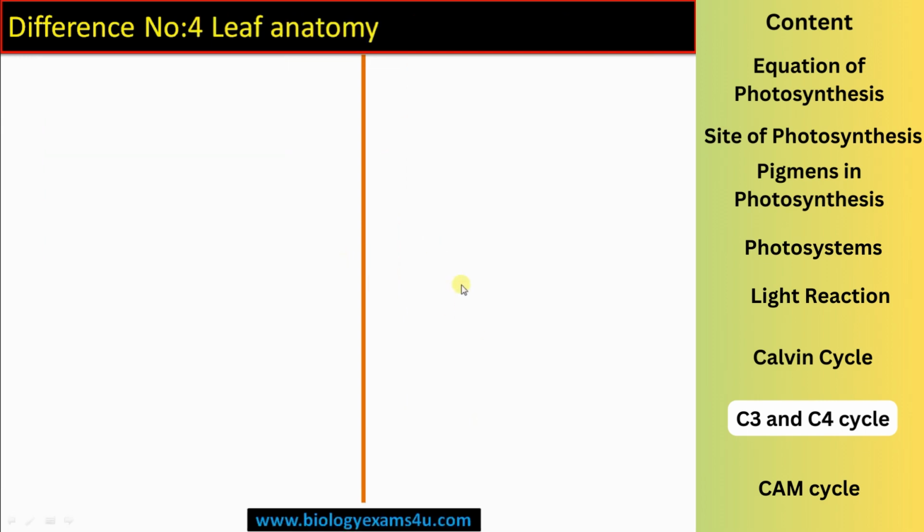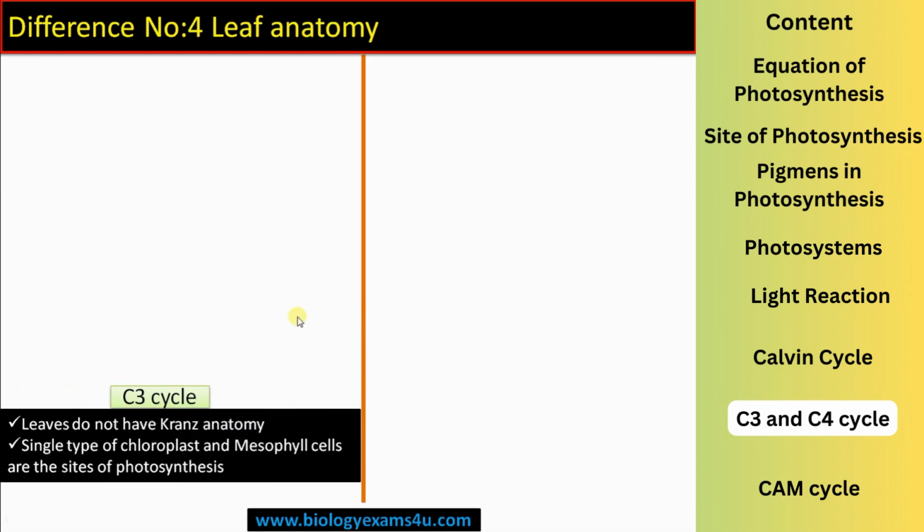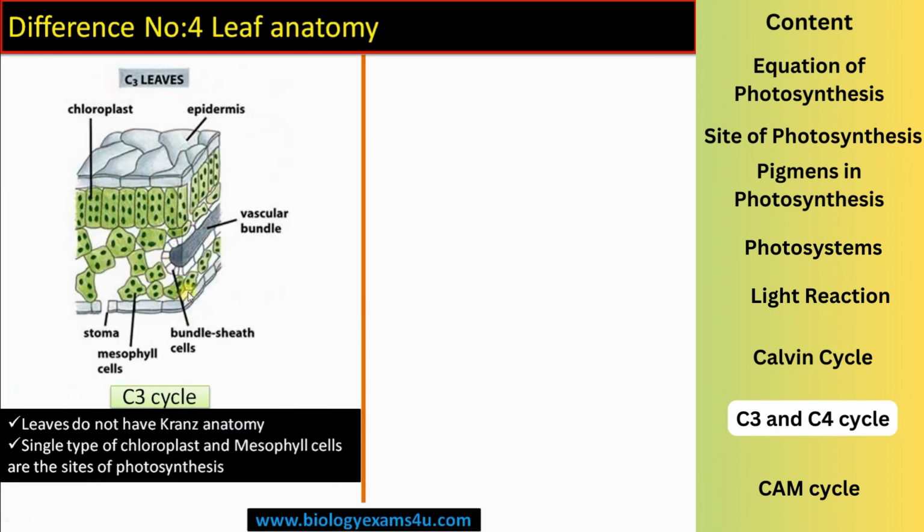Difference number 4 is regarding leaf anatomy. There is no Kranz anatomy in the leaves of C3 plants. There is a single type of chloroplast, and the vascular bundle is surrounded by bundle sheath cells without chloroplast, and the site of photosynthesis is the mesophyll cell. You can see the green color.